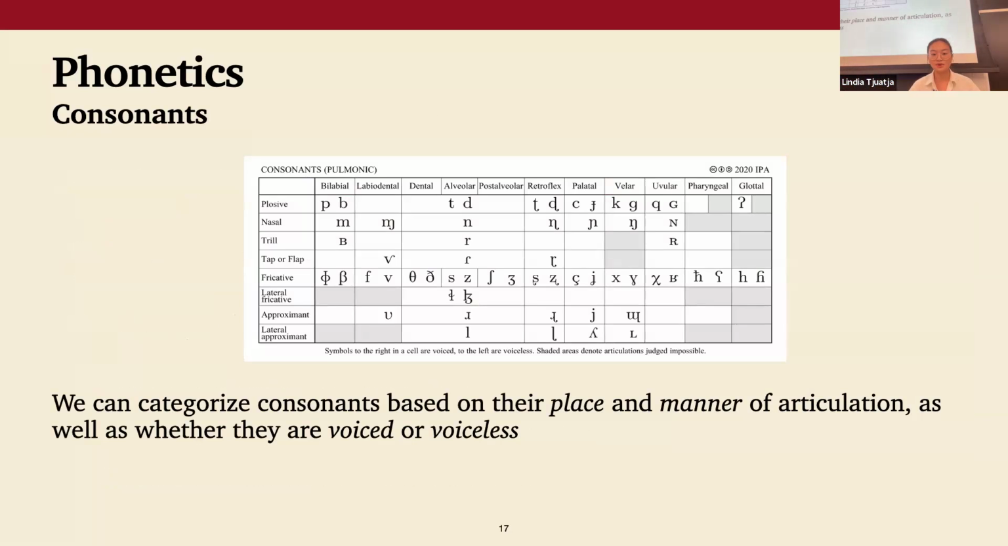For consonants, we can categorize them based on their place and manner of articulation, like the sound I create by putting my lips together, and then nasalizing. We can get into that another time. But basically, we can categorize based on the placement and manner, as well as whether they're voiced or voiceless. The difference between t and d is that there is vibration in my vocal cords, and that's the distinction between voiced and voiceless.